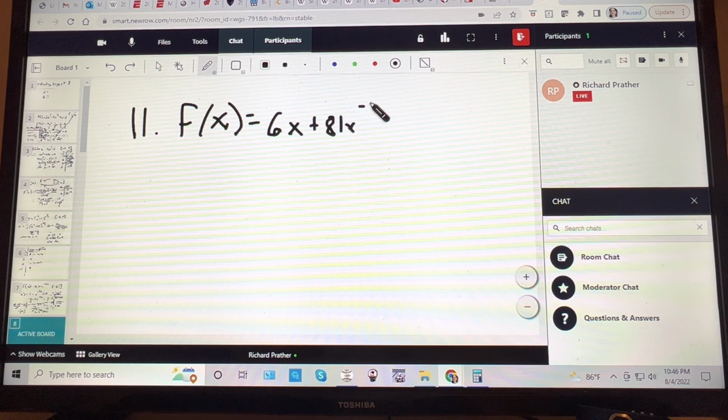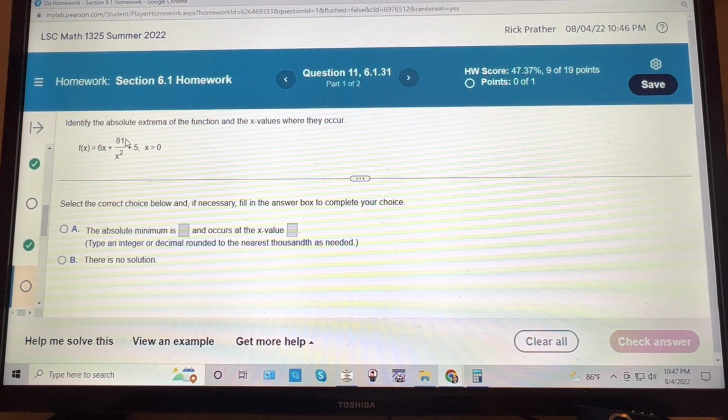So you can use the power rule. I wouldn't do the quotient rule here because the 81 does not have an x attached to it. If it's just a constant, you don't have to do the quotient rule. It'll take a lot longer.